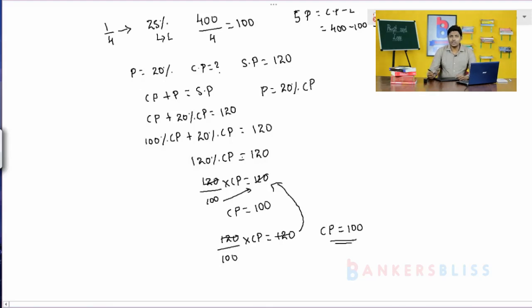One more thing you remember. When they ask you to calculate cost price by giving selling price, always take cost price as 100%. If you get 20% profit, 120%. If you get 30% profit, 130%. If you get 20% loss, 80% cost price. If you get 30% loss, 70% cost price.